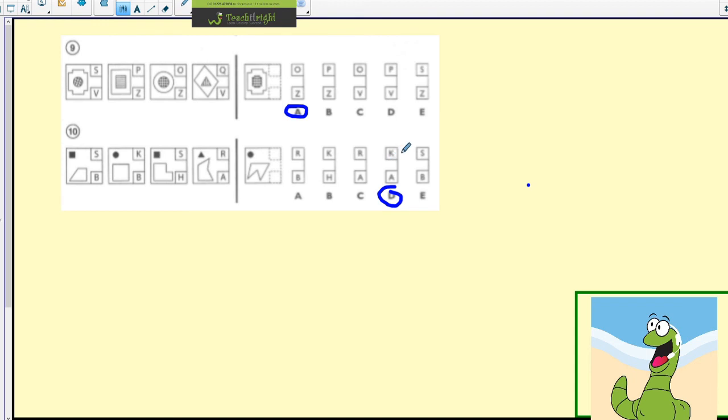Question 10, last one, well done guys. The upper letter signifies the small black shape, what type of shape it is, and then the lower letter signifies the number of sides of the large shape. So in this case we want a 1, 2, 3, 4, 5-sided shape with the circle. So we want KA, which we have. There you go, in D.